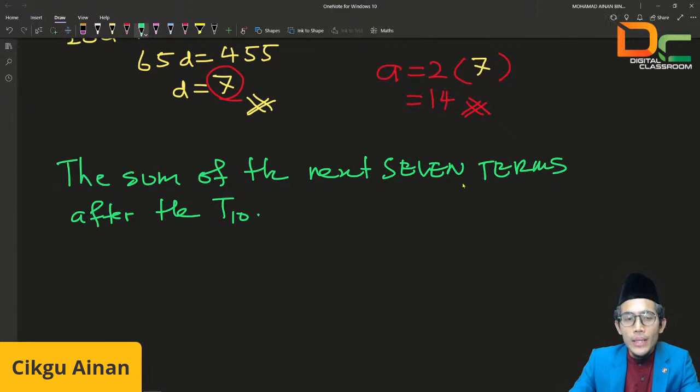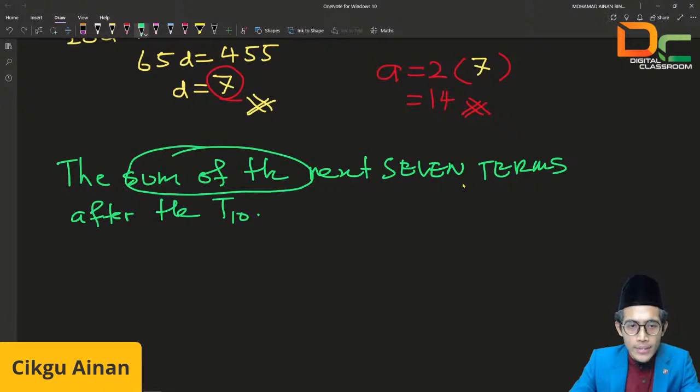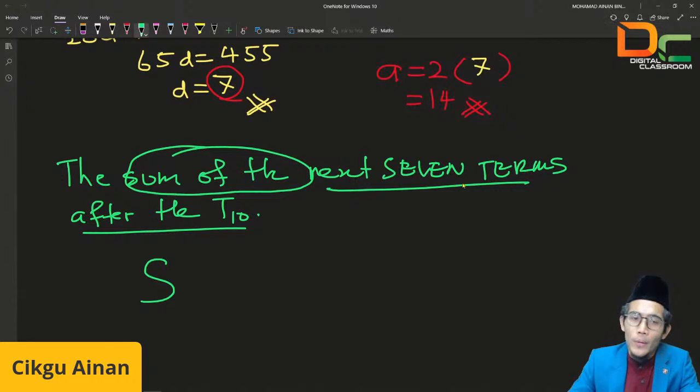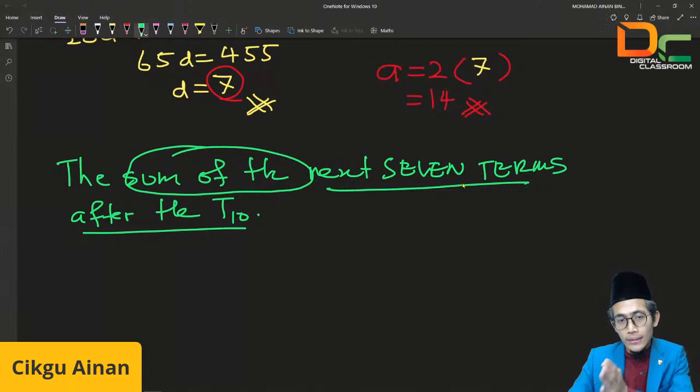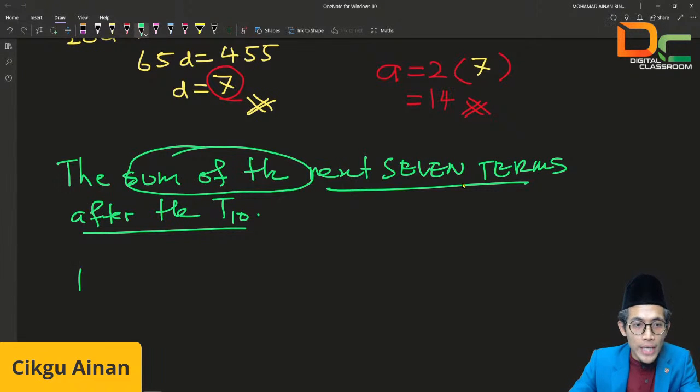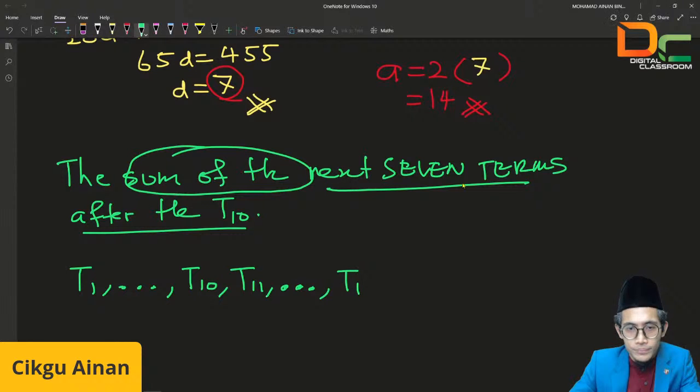Now what does it mean by the sum? The sum is S. The sum of what? The sum of the next 7 terms after the 10th term. What does it mean? Maybe we list all the terms first. So we have T1, and then we have T2, T3, T4, and so on until we get T10. And then after that, T11, and then something else until T17.